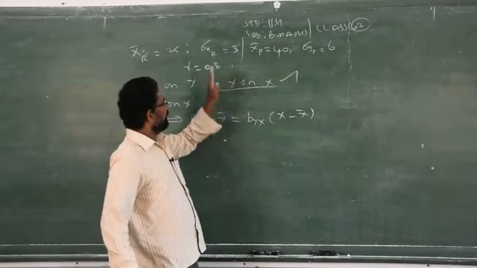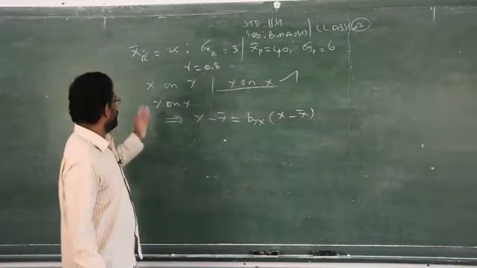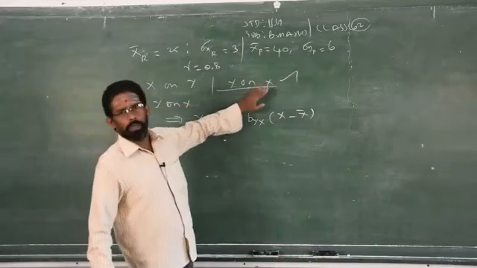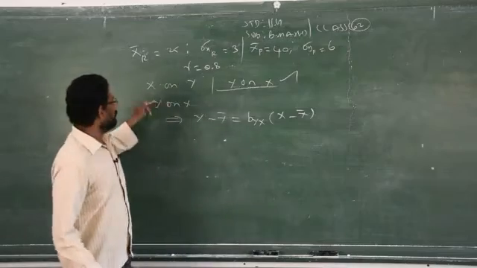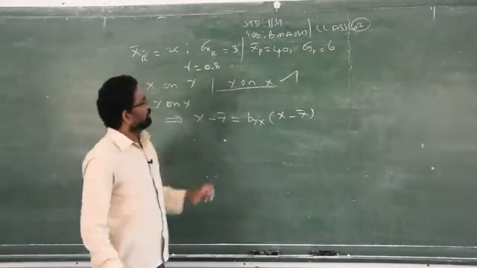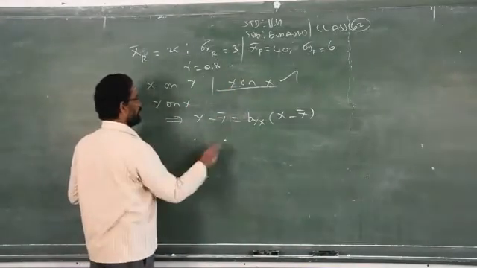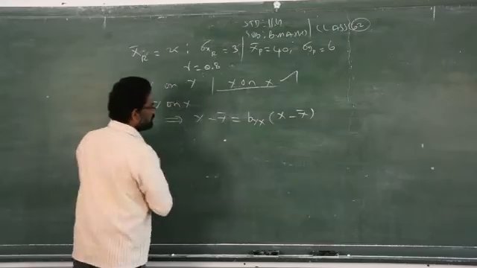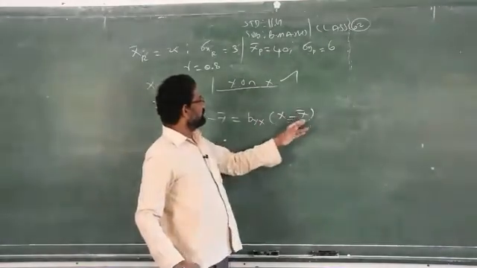Clear? So, what is required? y on x. Depending upon the question, you have to find either x on y or y on x. When x is given, you have to find y on x. When y is given, you have to find x on y. Here, x is given. You are asked to find out y. Therefore, it's enough to find y on x, that is y minus y bar is equal to b_yx into x minus x bar.